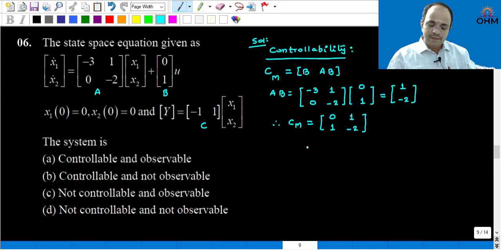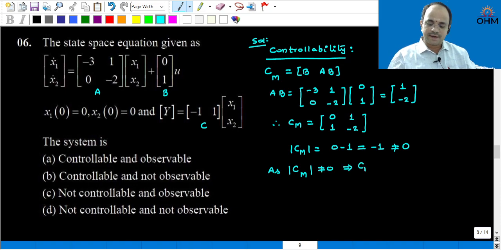Now, what do you mean by that? Let us find out the determinant first. So, this determinant is equal to 0 minus 1, this value is minus 1, that means it is not equal to 0. As the determinant of this controllability matrix is non-zero, you can say that the controllability matrix has an inverse.